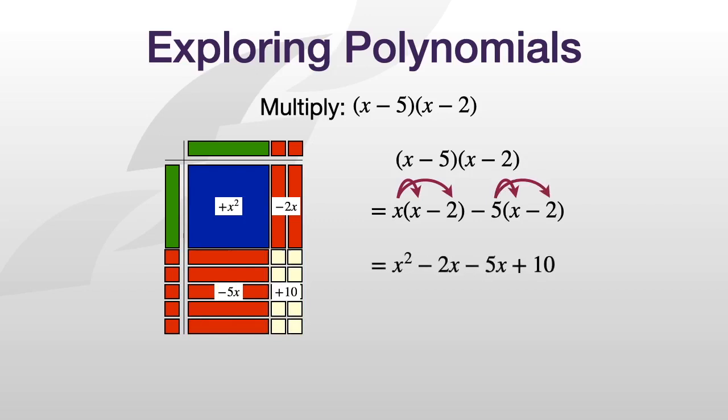Again, the middle 2 terms can be combined. Negative 2x and negative 5x make negative 7x. The product of x minus 5 and x minus 2 is x squared minus 7x plus 10. Let's examine this further.